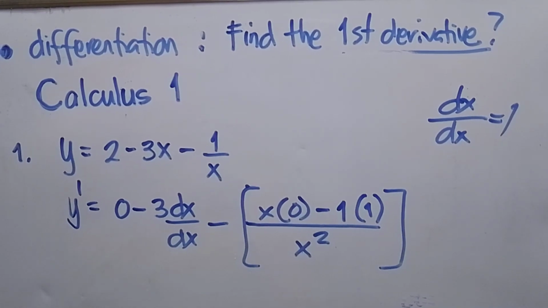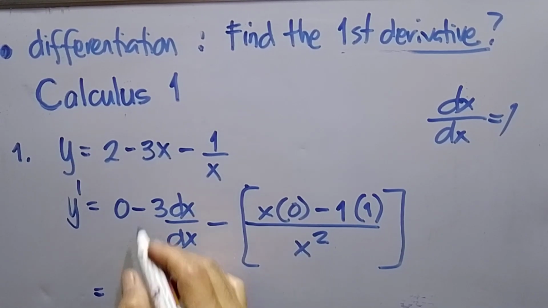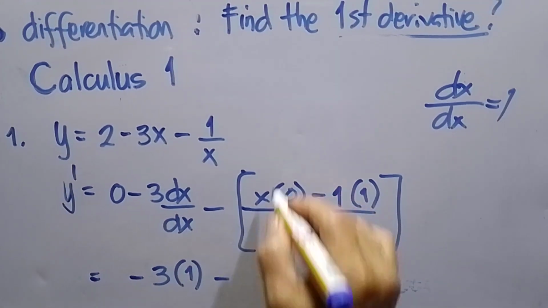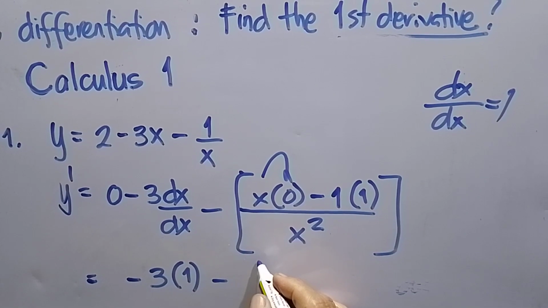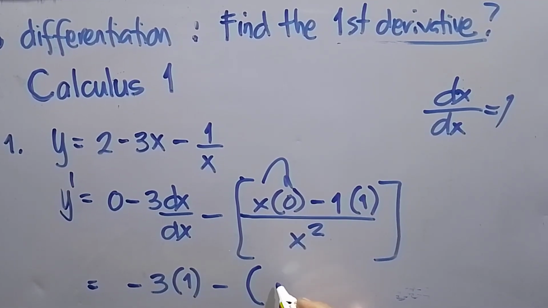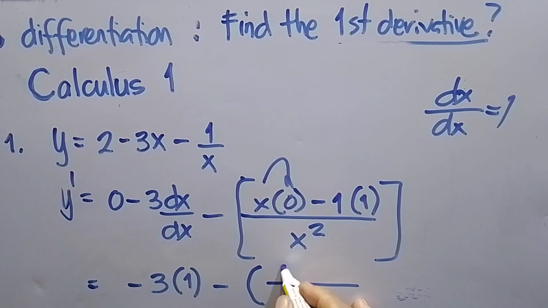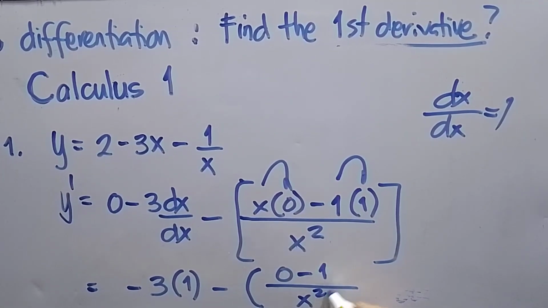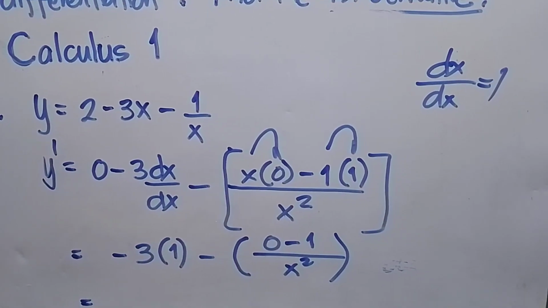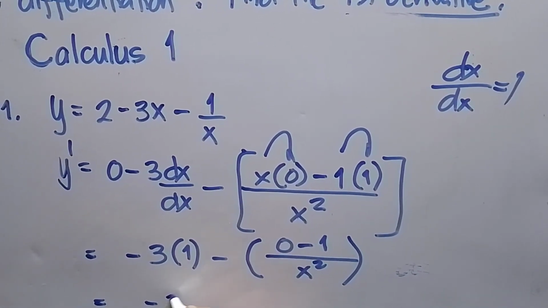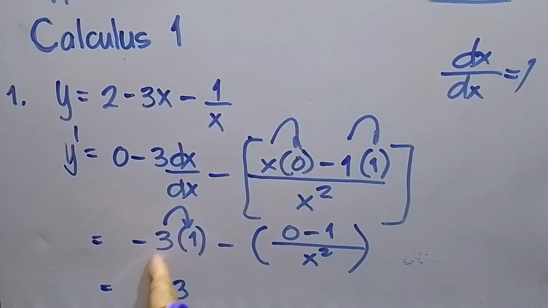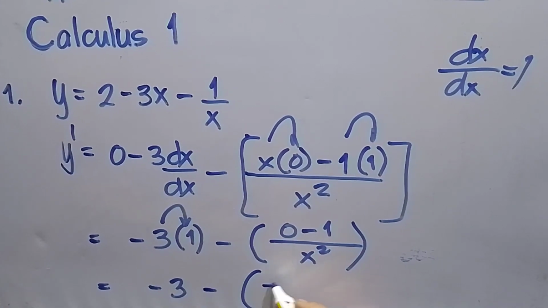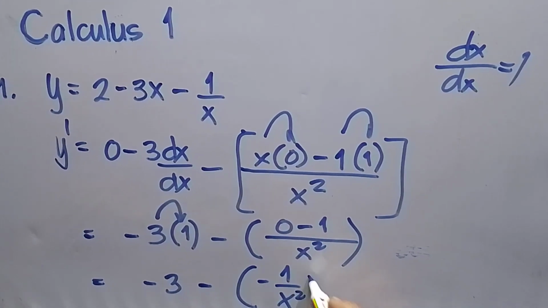Close with bracket. So this will be minus 3 times 1. Then this will be 0. So I can use round brackets. This will be 0 and then minus 1 and then over x squared. So this will be minus 3 because I multiplied 3 by 1 and I have negative. And then take note, this will be minus 1 over x squared.